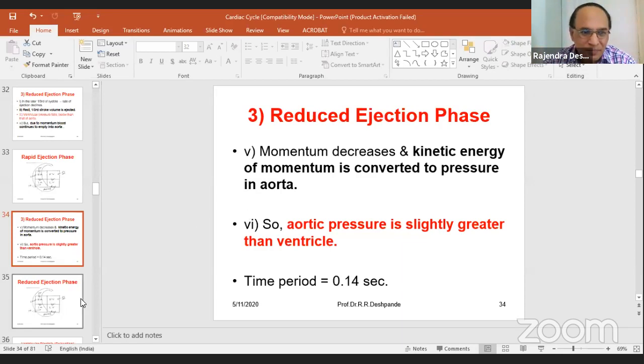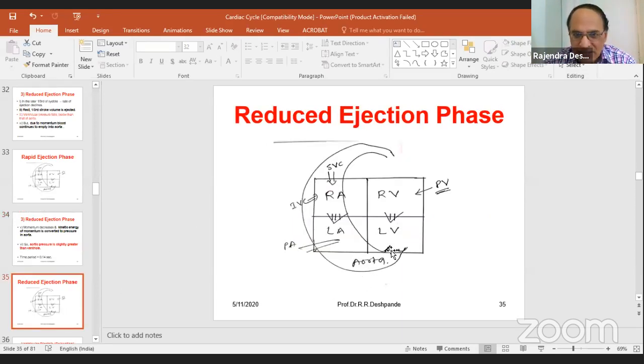Here I will explain to you. These semilunar valves opened because of the pressure in the left ventricle. But now the blood has gone. So what will happen? This pressure is no more. All the blood has gone, so these valves will be closed.